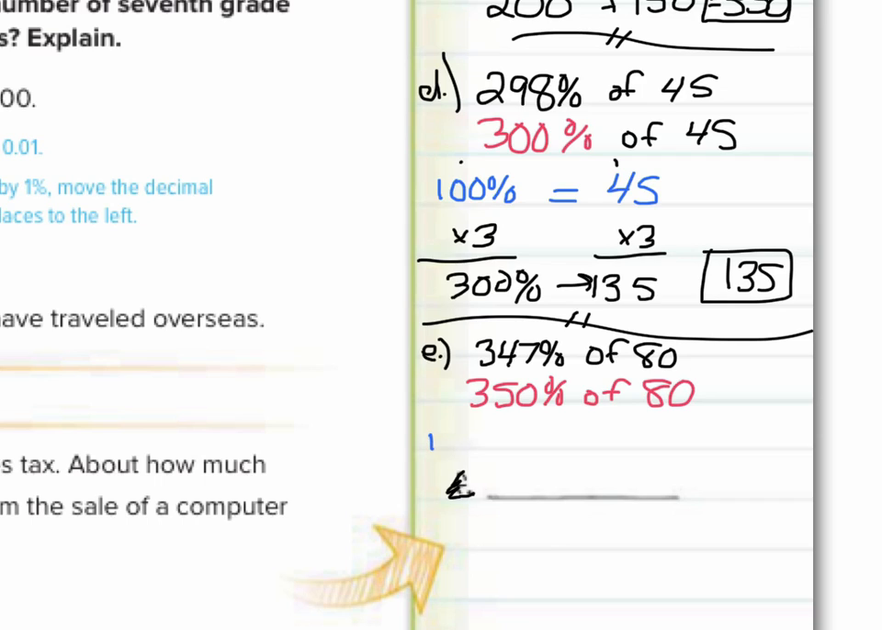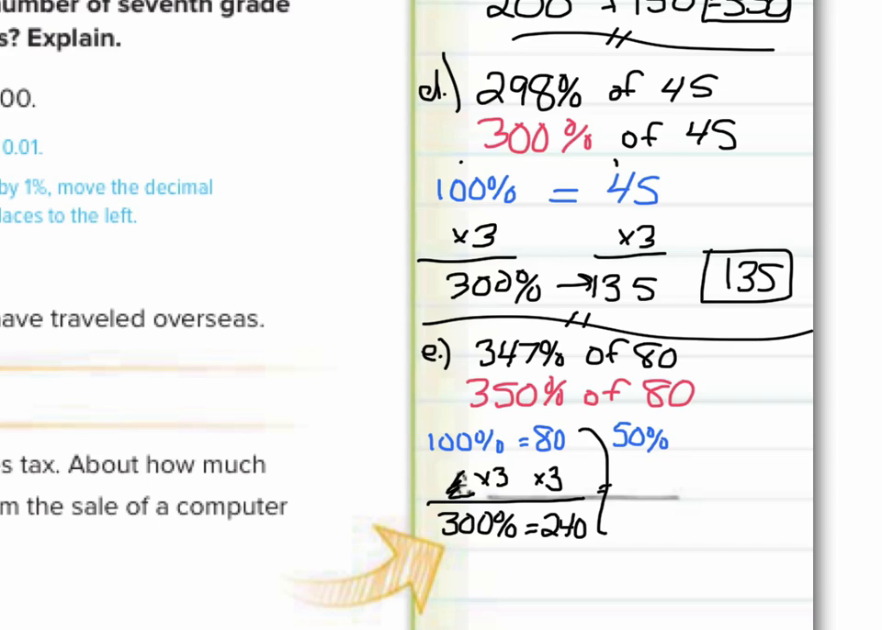We know that 100% of 80 is equal to 80. And if I multiply it by 3, we should know then that 300% is going to be 80 times 3, which is 240. So that covers the 300%. What about the 50%? Well, 50% as a fraction is 50 over 100, which when simplified is 1/2.